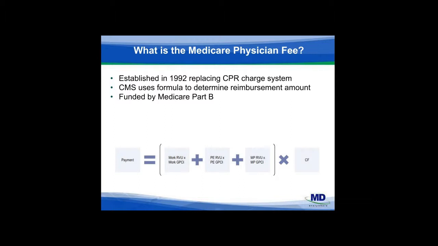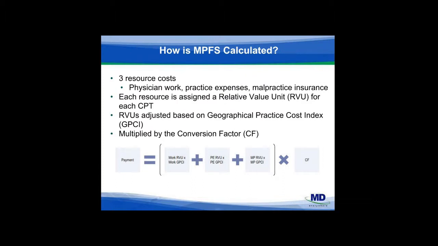So basically, the Medicare Physician Fee Schedule replaced the CPR charge system, which stood for customary, prevailing, and reasonable, also known as reasonable and customary charges. It's the formula that's used to determine reimbursement amounts. On the surface, the calculation is pretty straightforward and simple. However, how they get to the foundation of the calculation is a little bit more complex. And this is what goes into funding Medicare Part B services for providers.